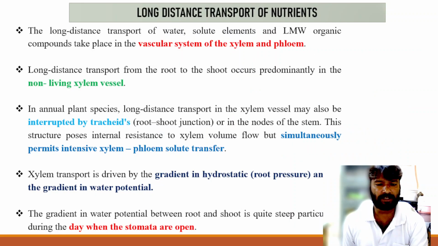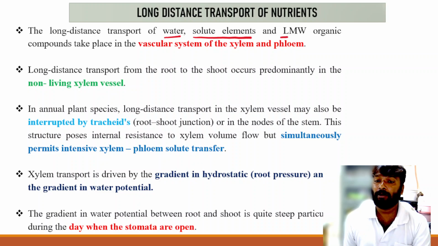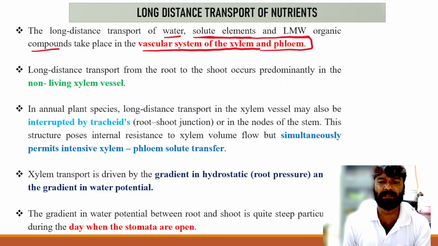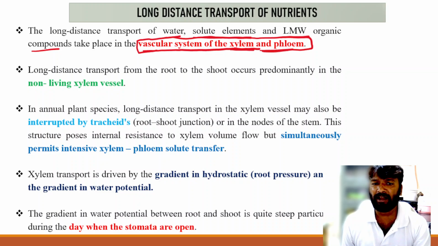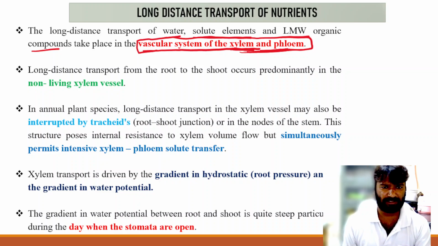Okay, so the long distance transport of water, solute elements and low molecular weight organic compounds takes place in the vascular system of xylem and phloem. Okay, so in an objective question they can also ask that in nutrient transport, which cells are involved: xylem and the phloem. Okay, these are the main transport pathways, or the vascular systems.